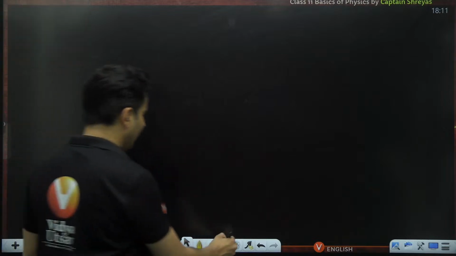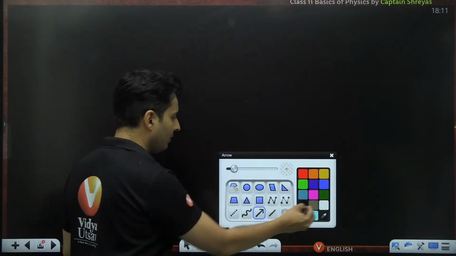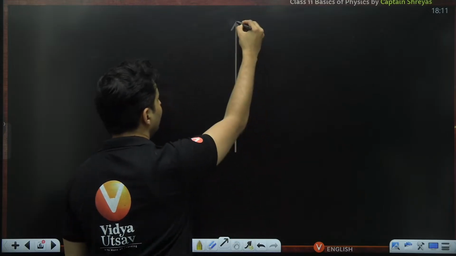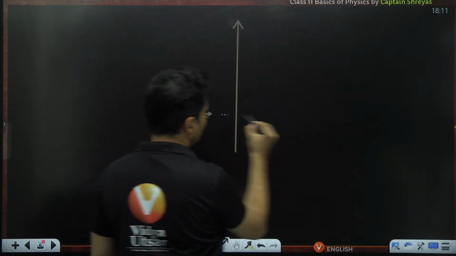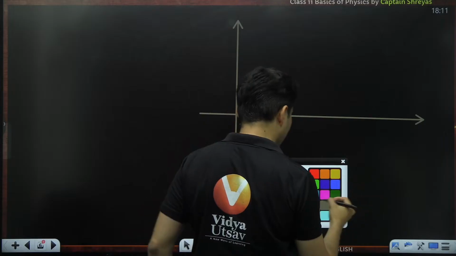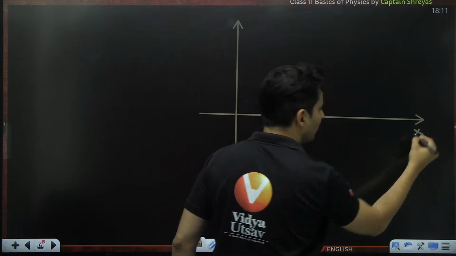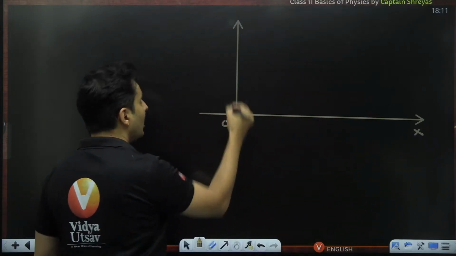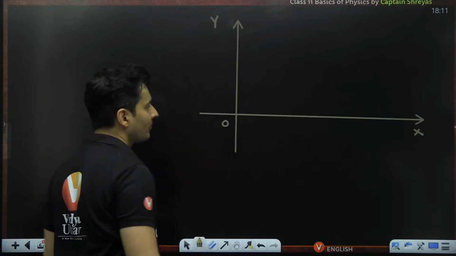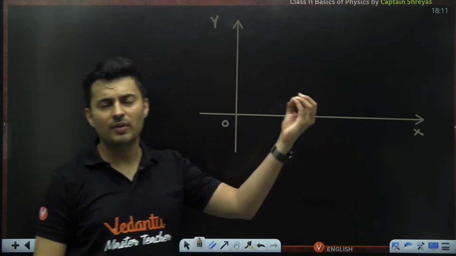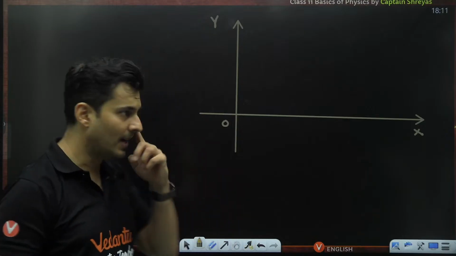Now let's take an example. Say this is our y-axis, this is our x-axis. Remember, the x-axis is always your input axis and the y-axis is your outcome. You tell me x, I'll tell you what is y.